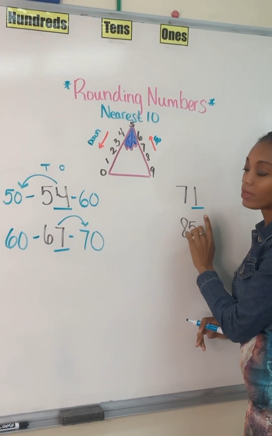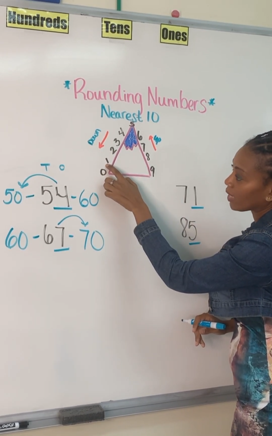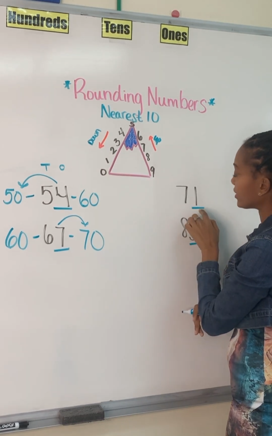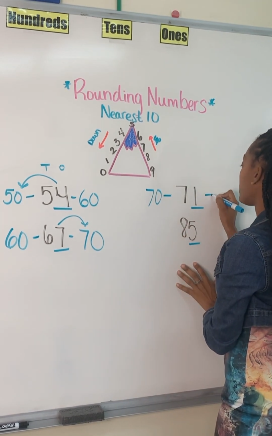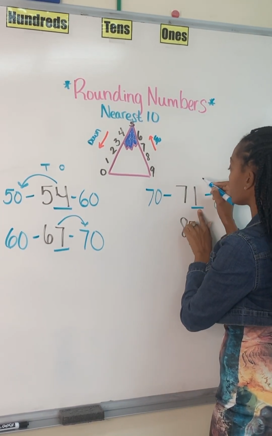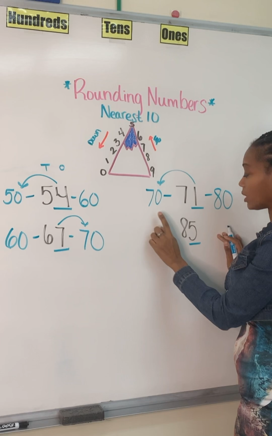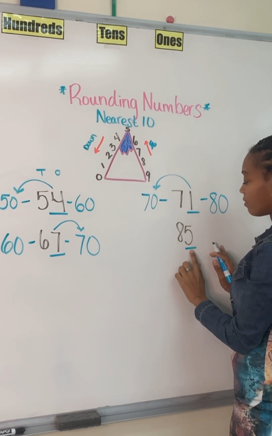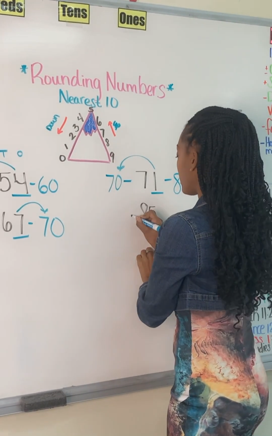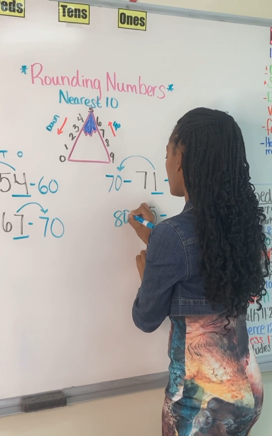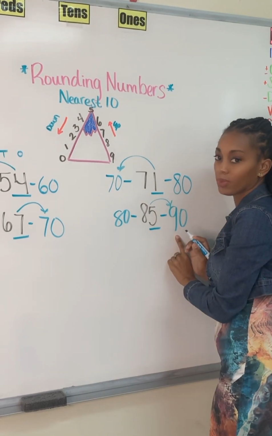If we look at the number 71, the 1 in the ones place tells me that we're going to round down. When I look at the rounding mountain, 1 is going down. So 71 is between 70 and 80. So if I'm rounding this down, the closest number I'm rounding it to is going to be 70. If I have 85, the 5 tells me to round up on the rounding mountain. 85 comes between the tens, 80 and 90. So if I am rounding up, 85 is going to be rounded to 90.